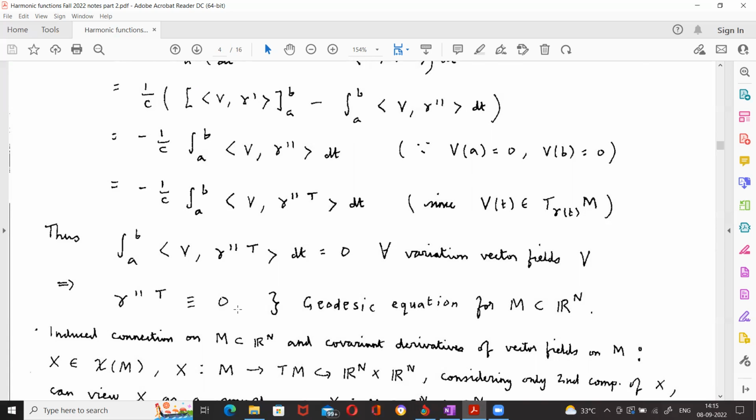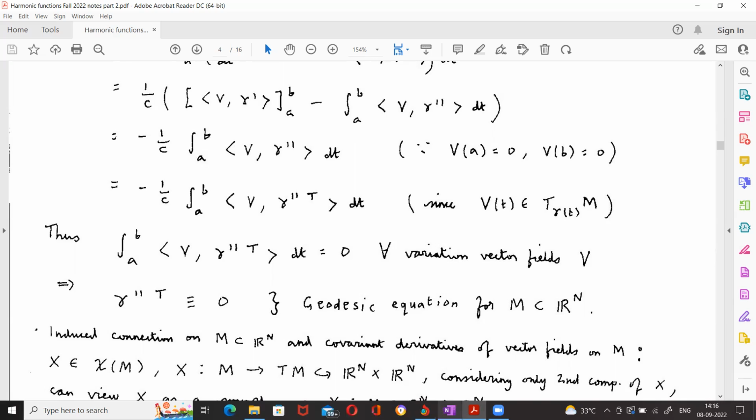So this is saying that the acceleration, this gamma double prime is the acceleration of gamma, right? The acceleration in the tangential direction is 0. The only acceleration is in the normal direction. So any length minimizing curve can only accelerate in the normal direction.